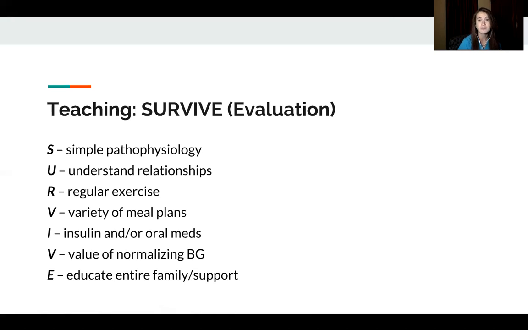V is a variety of meal plans. So a lot of these patients will think they can never eat anything good anymore, but we just have to remind them that there are many good options and you can still have these desserts. You just have to make your other meals stricter controlled and just whatever you pair with those helpings.